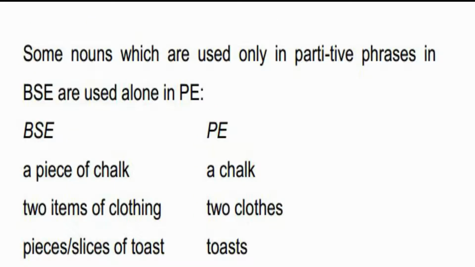Next feature is some nouns which are used only in partitive phrases in Standard English are used alone in Pakistani English. For example, a piece of chalk is used as a chalk in Pakistani English. Two items of clothing is used two clothes. Pieces or slices of toasts are used as toasts in Pakistani English.